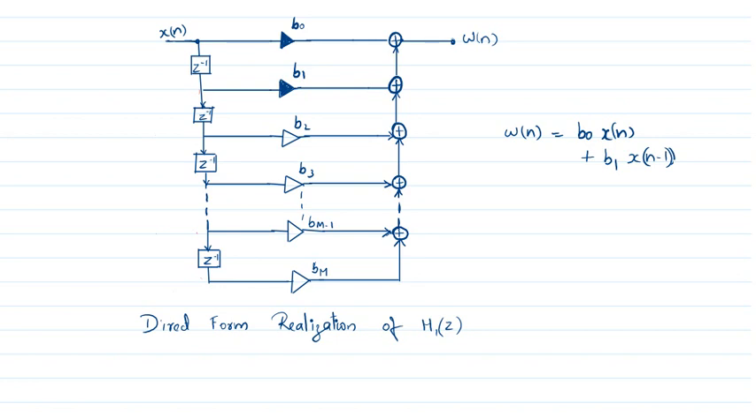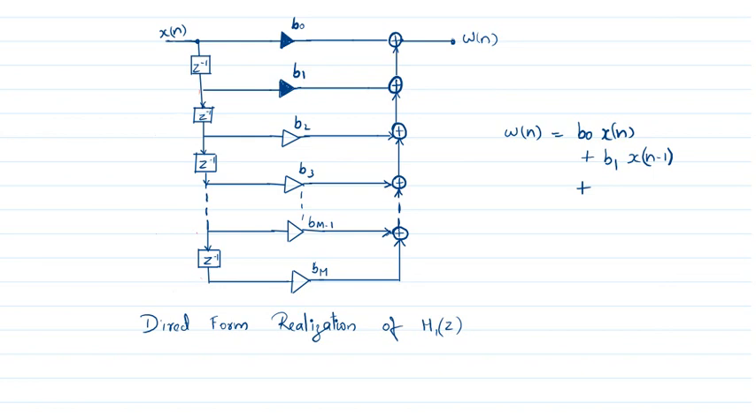So giving delay to x of n, b1 into x of n minus 1. So x of n with z raised to minus 1 will be x of n minus 1 into b1. We add it to the first value and we get the w of n. The next value we get by b2 into again a delay to the x of n.